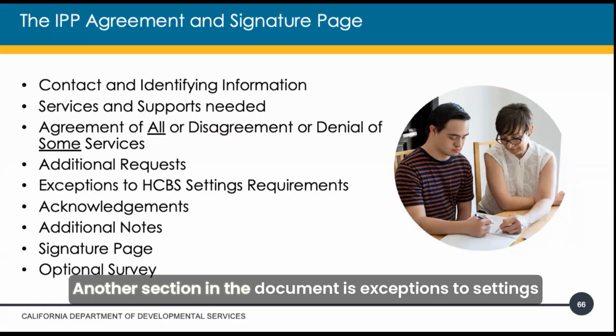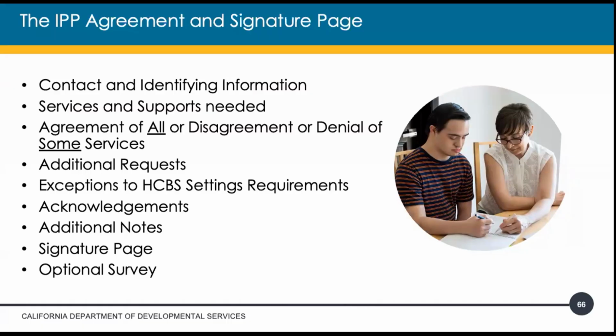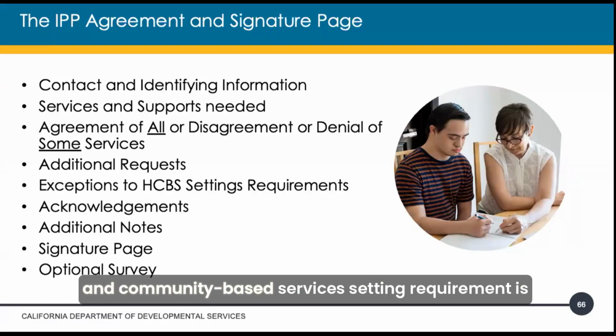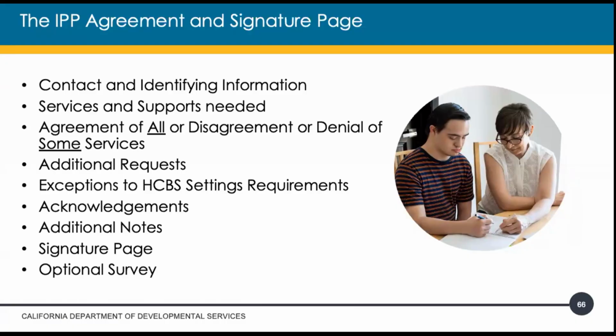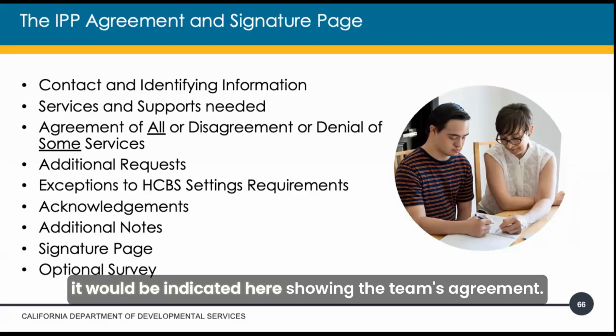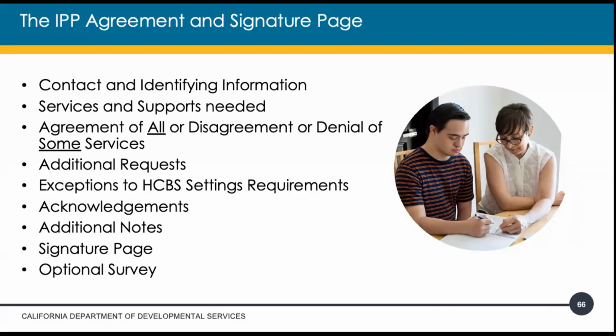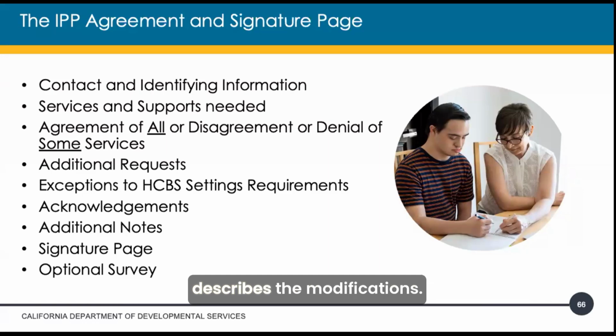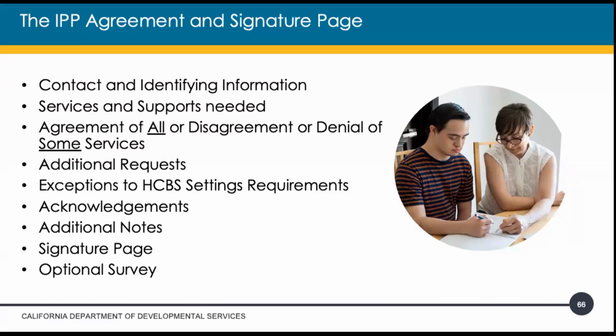Another section in the document is exceptions to settings requirements. So this is specifically about if any modification to any home and community-based services setting requirement is necessary, it would be indicated here, showing the team's agreement. The team will also write down which section of the IPP describes the modifications.